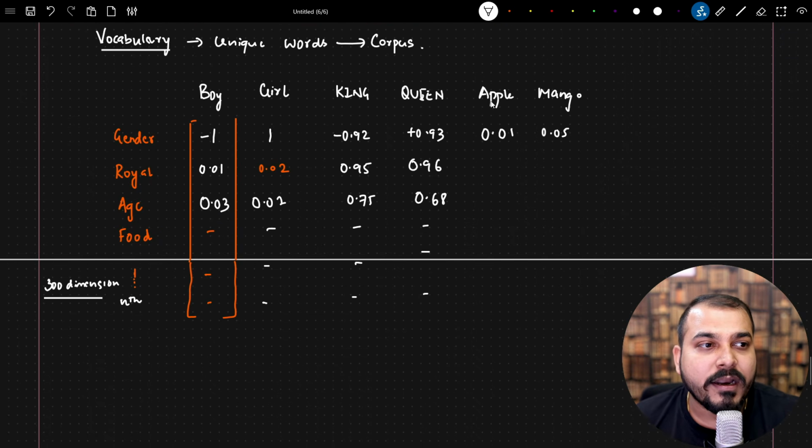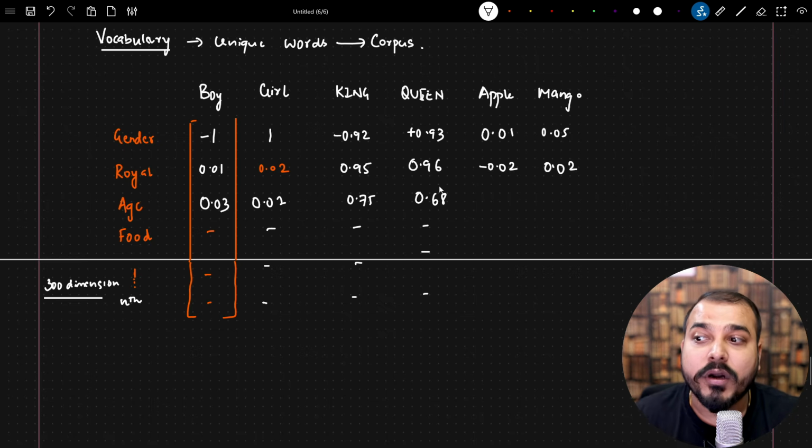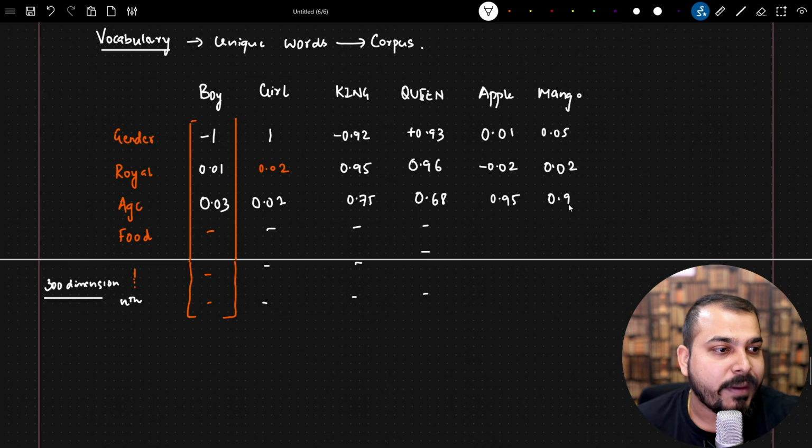Now over here, with respect to apple and royal, I'll not be having much relationship, so let's say I'm putting -0.202. This will be +0.02. With respect to age and apple, this may have a very good relationship, because if the apple is kept for 10 days outside, it may rot, it may not have that nutritional value. So with respect to age, it may have a direct relationship. Mango also may have a direct relationship. So we are going to have these vectors pretty much similar.